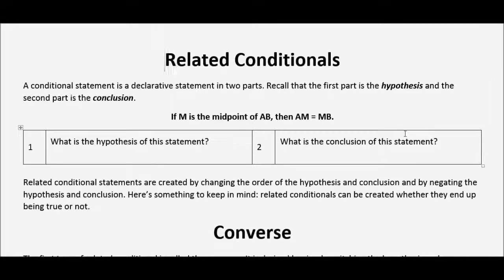Today we're going to be talking about related conditionals, but we need to start with just a review of what makes a conditional statement special. Remember that a conditional statement is declarative in two parts. The first part is called the hypothesis and the second part is the conclusion. We learned from our lesson on detachment that satisfying the hypothesis causes the conclusion to result. So in this particular case, M is the midpoint of AB is the hypothesis of our statement, and AM equals MB is our conclusion.